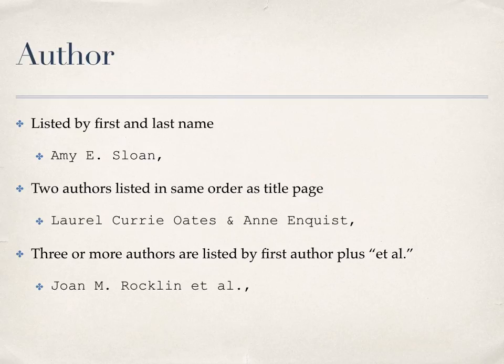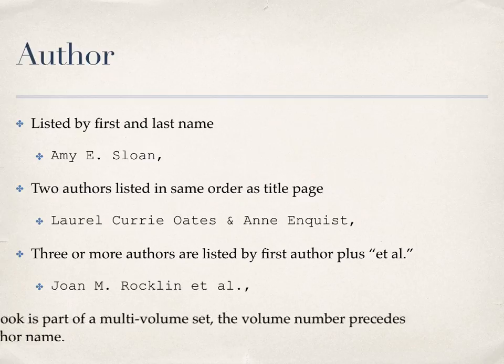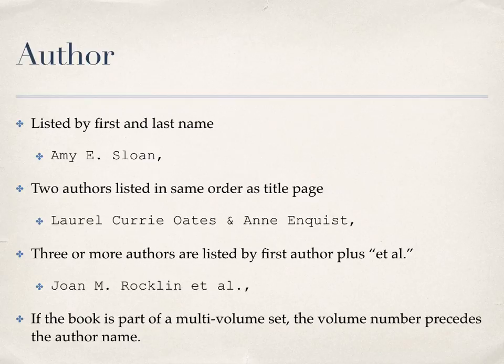Where a book has 3 or more authors, you're going to need to list just the first author plus et al. to replace the other author names. As a side note, sometimes books are part of multi-volume sets. Where that is the case, the volume number will actually come before the first author's name.